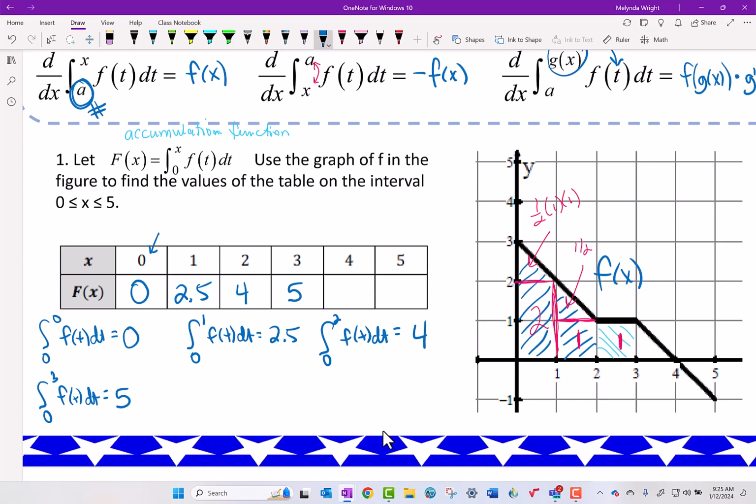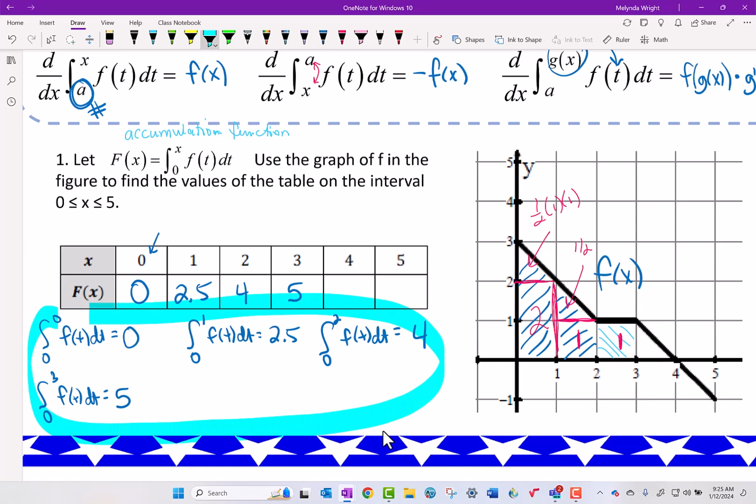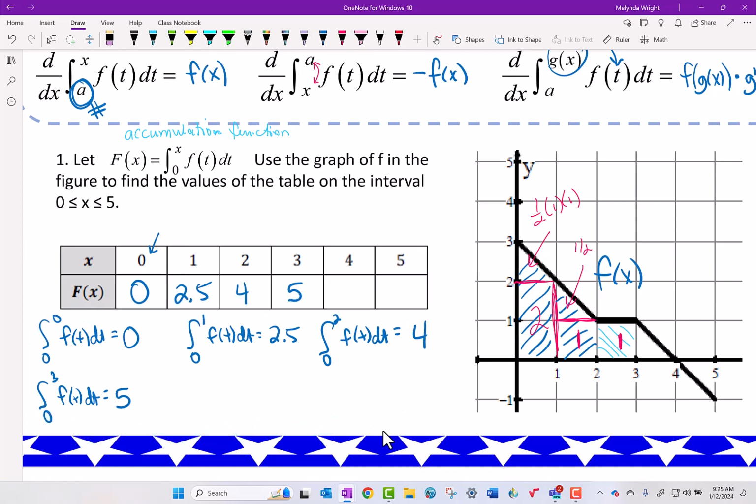So the work that you would show, this down here, all of this stuff right here, this is the work that we're talking about. You would need to write the integrals out. Please don't just write a number as your answer. They love integrals. You need to write them down.